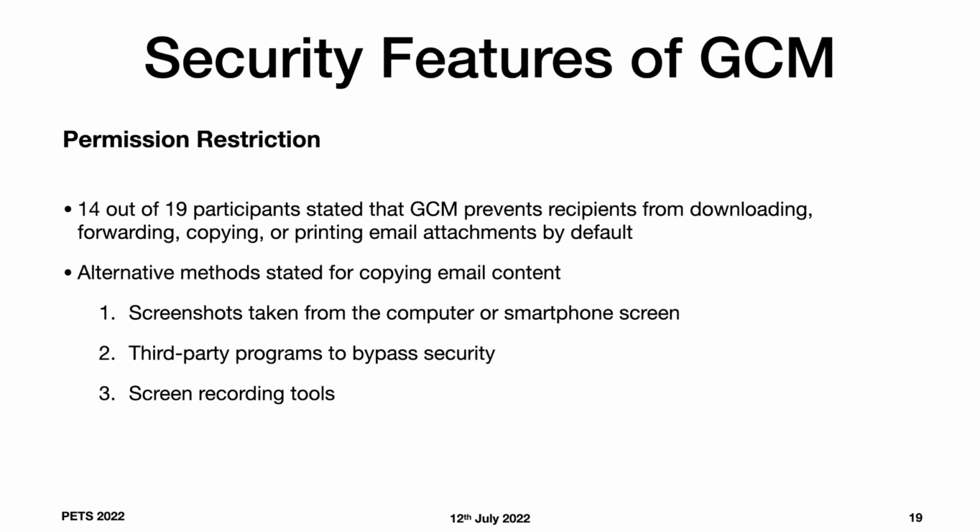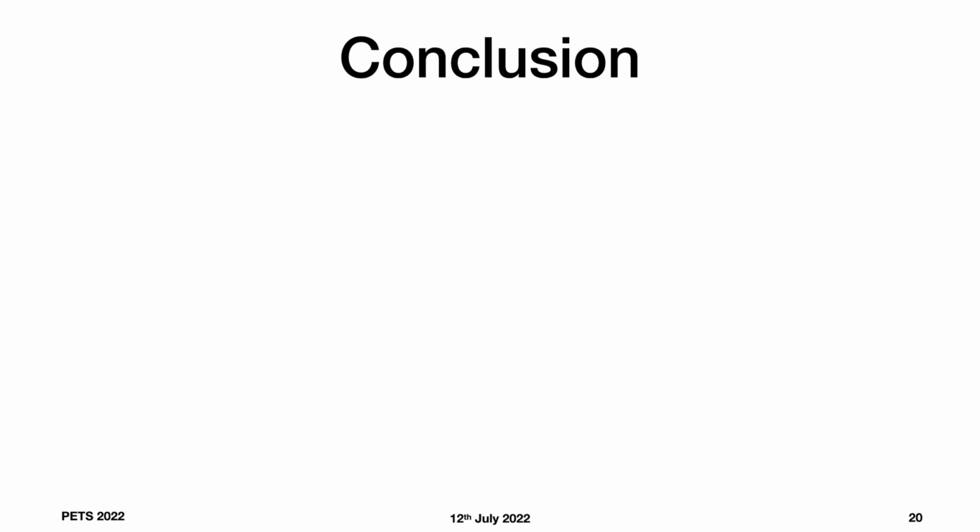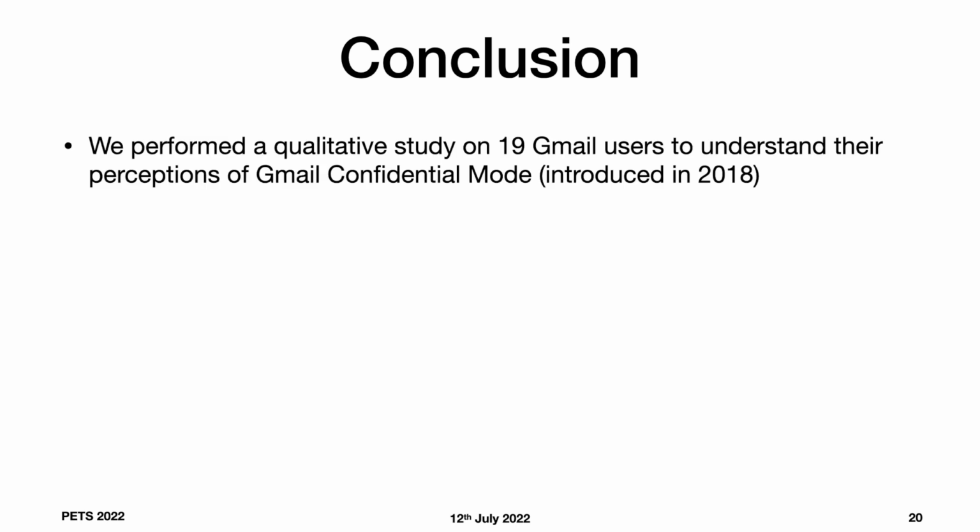Some participants also stated alternative methods for copying email contents while using this mode. These include screenshots taken from the computer or smartphone screen, third-party programs to bypass security, and other screen recording tools. Our participants' average confidence rating in using this feature was 3.7 out of 5. So our participants had a moderate understanding of the permission restriction feature. A few of them did not know how the permission restriction feature works, but the majority used it since it is provided by default.